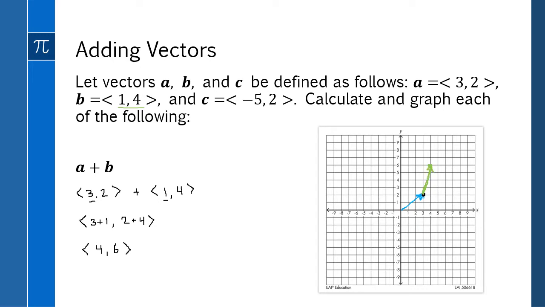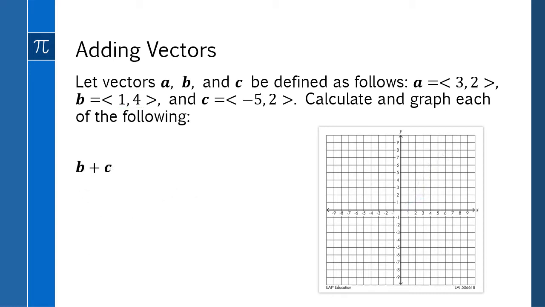And where do I end up? I end up right there. That would be my final terminal point, which has coordinates of 4, 6. Look familiar? Yes. A vector that started at the origin and then went straight to point 4, 6 would have the same effect as the sum of those two vectors A and B.